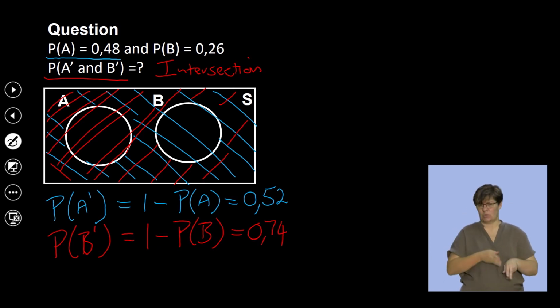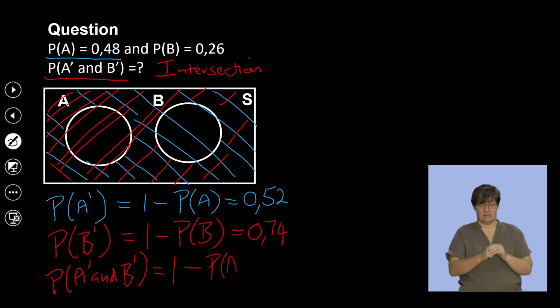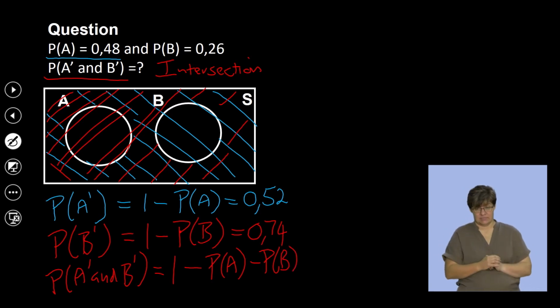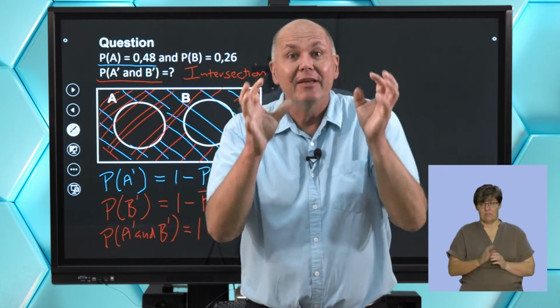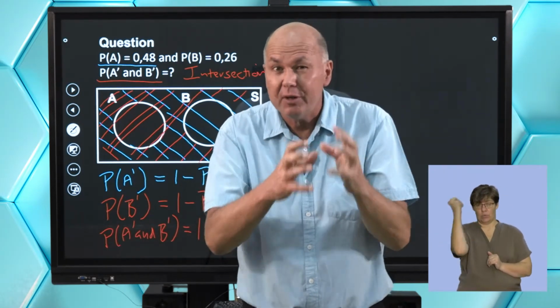The shorter way is to say to myself, if I'm wanting the things that are not in A and not in B, then all that I'm going to do is take 1 and subtract A, and subtract the probability of B from it. So what I'll be left with is the part that is shaded blue and red. I hope you can see that.